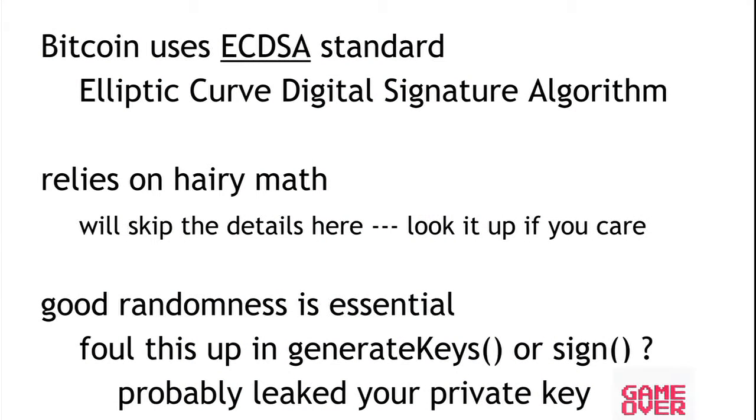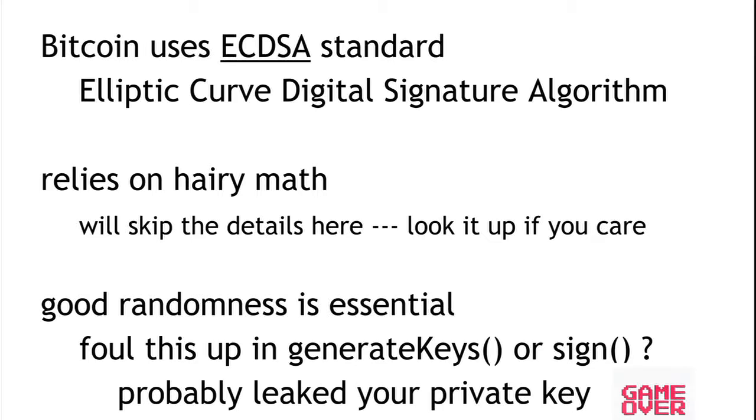Okay, now let's get into the nuts and bolts. Bitcoin uses a particular digital signature scheme called ECDSA. That's the elliptic curve digital signature algorithm, and it's a US government standard. We won't go into all the details of how ECDSA works. It relies on some extremely hairy math, and trust me, you don't want to see all the details. You can look it up if you're interested.